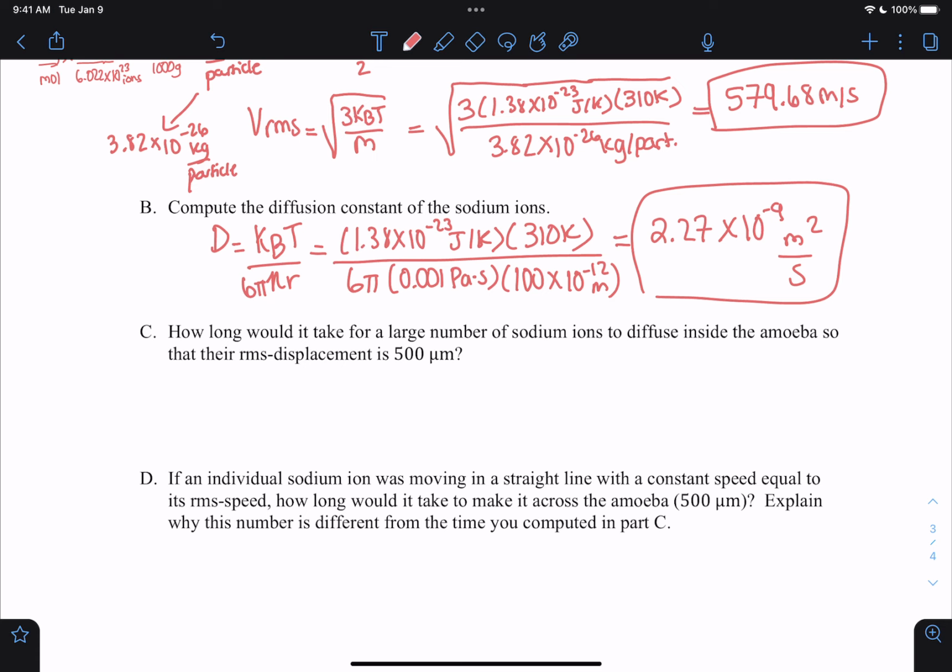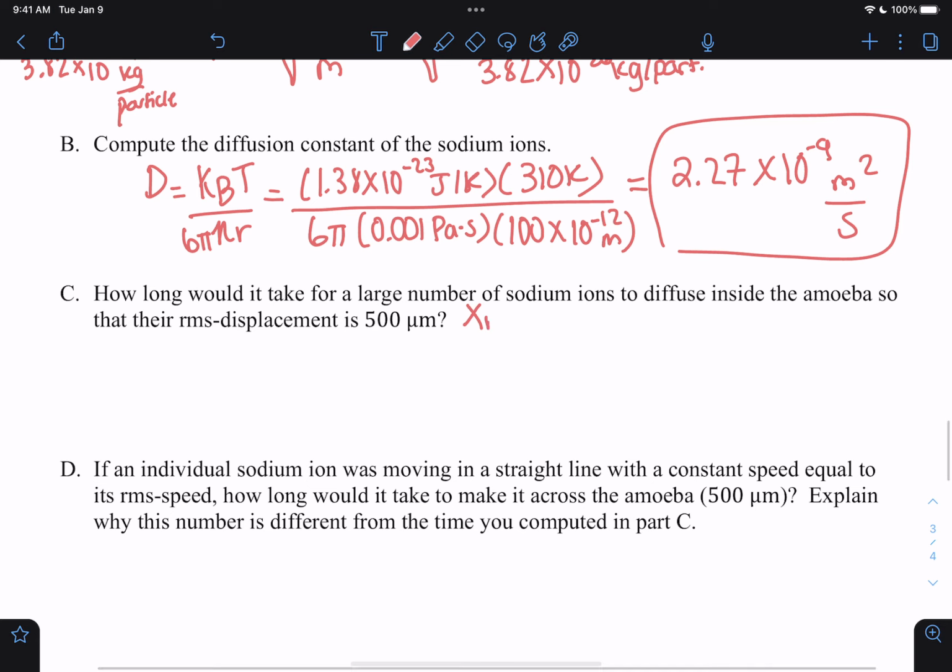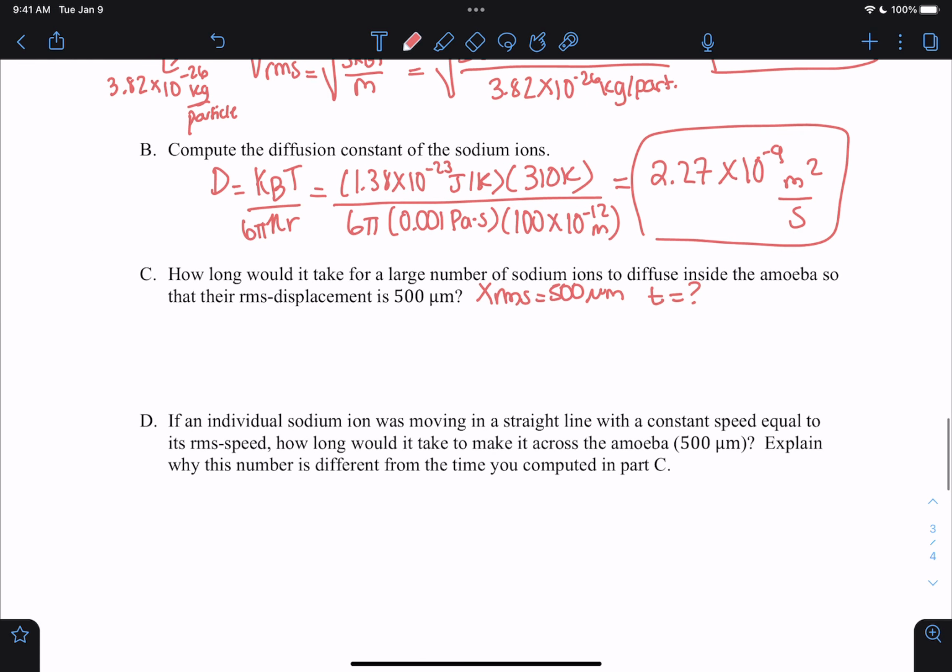Part C, then, is how long would it take for a large number of sodium ions to diffuse inside the amoeba so that their RMS displacement is 500 micrometers. So how long means we're figuring out the time, right? They're giving us that the XRMS is 500 micrometers. We want to figure out what the time is to cover that RMS displacement. Now, how do we relate time and XRMS?